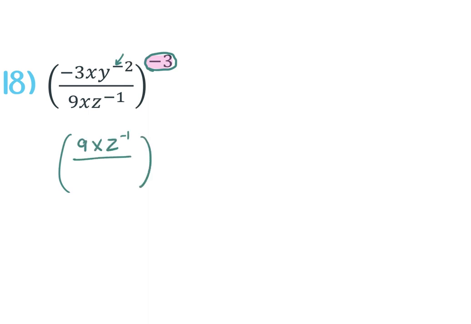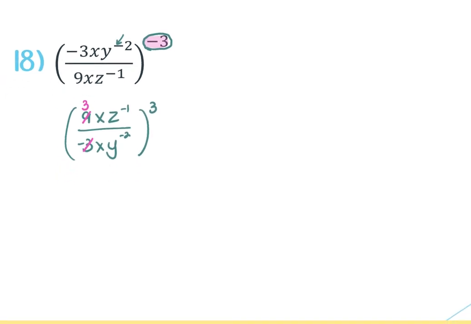9xz to the -1 over -3xy to the -2. The outside became positive. So again, it can't be both inside and outside becoming positive, just one when you flip. Now I'm going to simplify the -3 and the 9. -3 would go into itself once, and 9 into 9 3 times. So I've got 3xz to the -1st over -xy to the -2, all raised to the 3rd power.